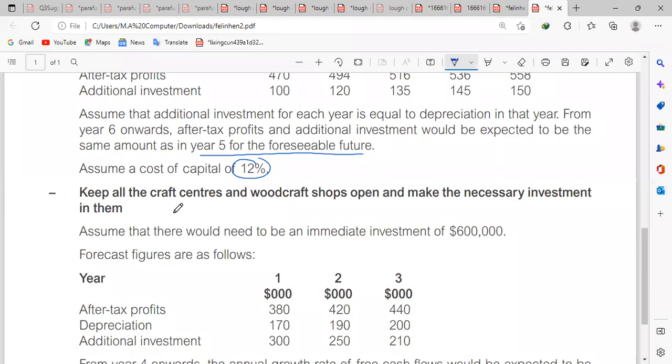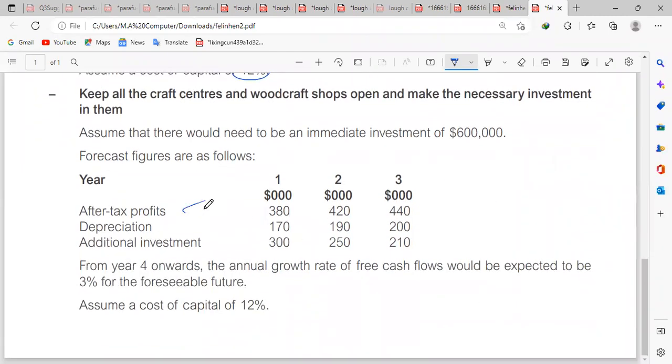And then the third option: keep all the craft centers and the woodcraft shops and make the necessary investments in them. So the examiner has given you the after tax profit, depreciation, additional investments, and from year 6 onwards an annual growth rate; free cash flows would be expected to grow by 3% for the foreseeable future. Cost of capital is 12%. So these were the requirements of the question.